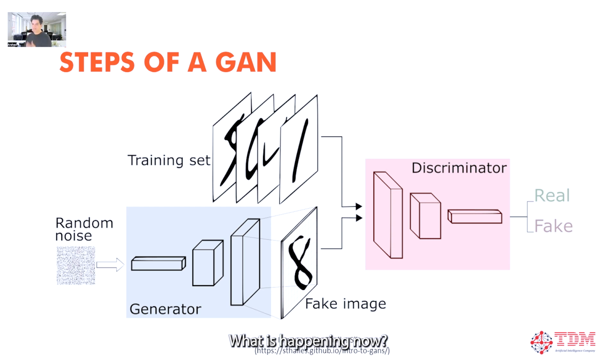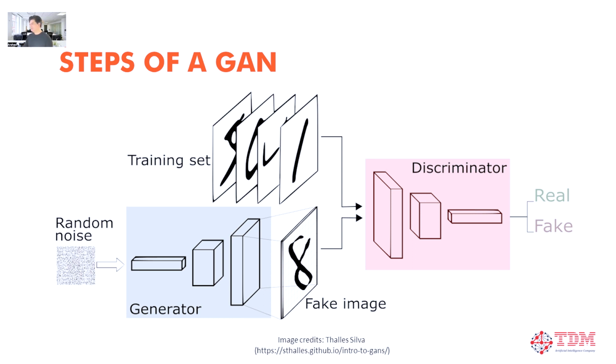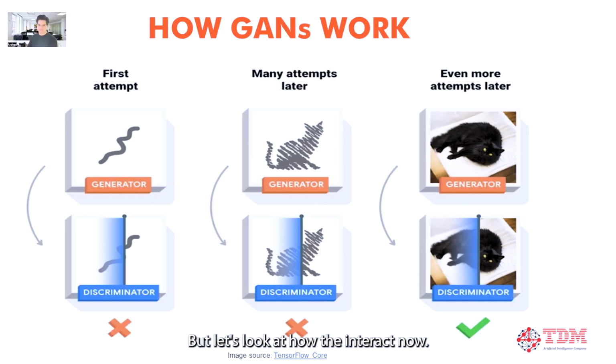So let's look at this concept. What is happening now? We have two neural networks. The generator is producing a fake image. For example, it wants to create a cat image. It assumes that a vector, which is a data input, is a cat, and gives it to the discriminator. The discriminator is already pre-trained to know cat or not cat. So at the highest level it will say whether it's real or fake. This is how it works. But let's look at how they interact now.